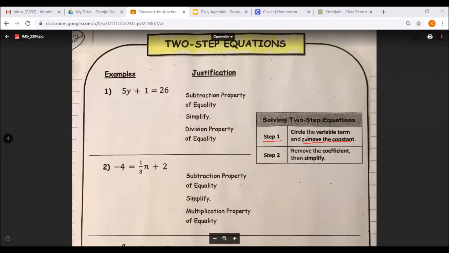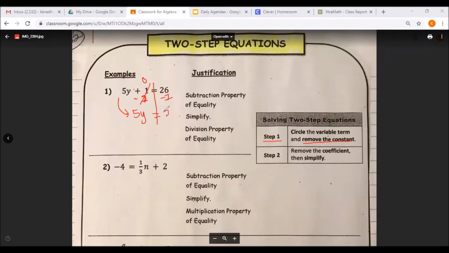All right, so Sebastian, which number are we going to remove? What's the constant here? 1. And how do I cancel out a positive 1? With a -1. Excellent, to both sides. So another good idea would be to separate your problem just for organization. So subtract your 1 from both sides, cancel that out, and then you drop down what's left.